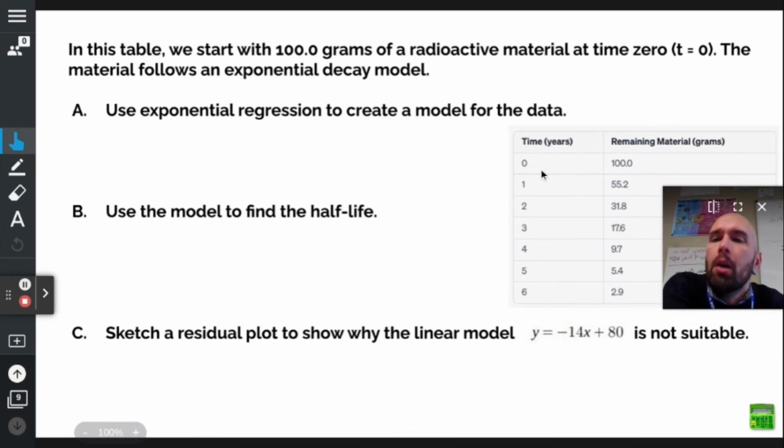Last problem. In this table, we start with 1,000 grams of a radioactive material at time t equals 0. Now, this is one of those decay problems. When you have a radioactive material, after time, it gets smaller. The material follows an exponential decay model. Use exponential regression to calculate a model for the data. So I'm going to run to my calculator, hit the whole stat edit thing, type all that in, exponential reg, see what I get.